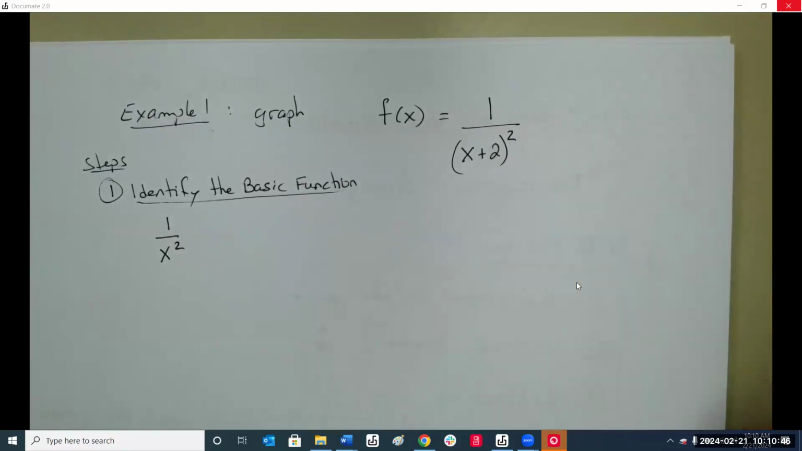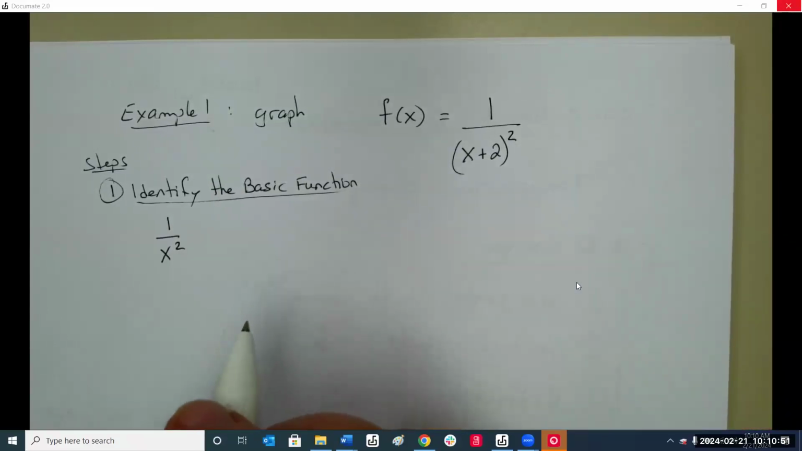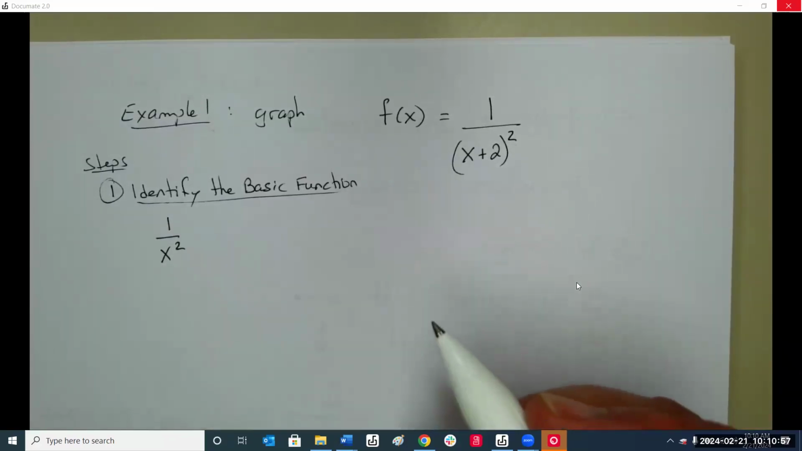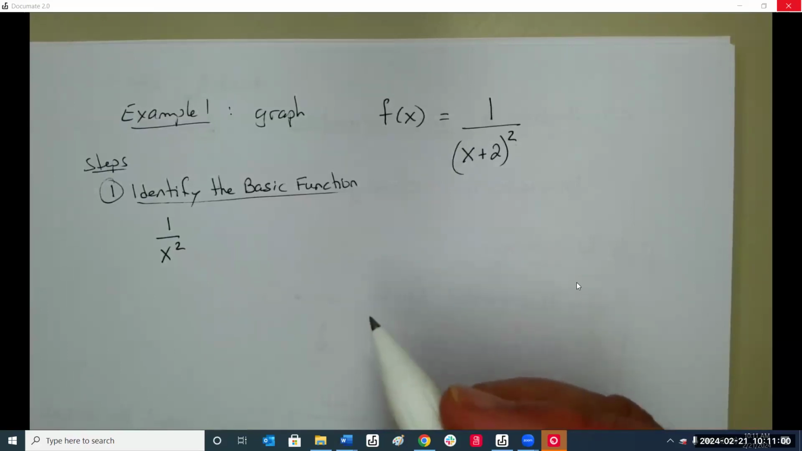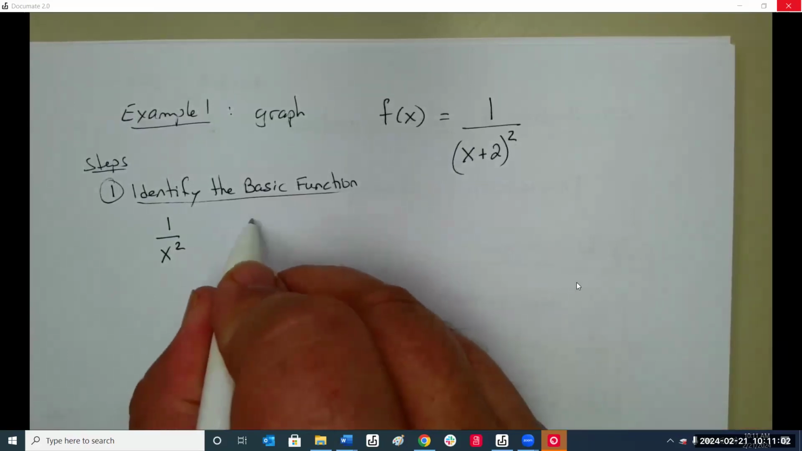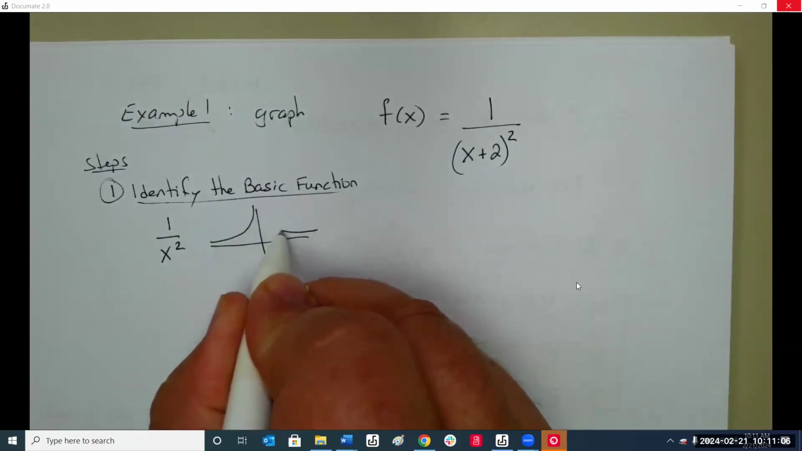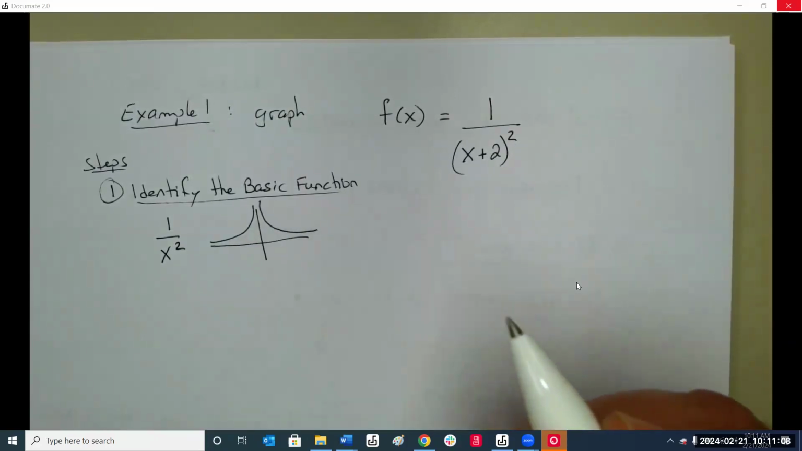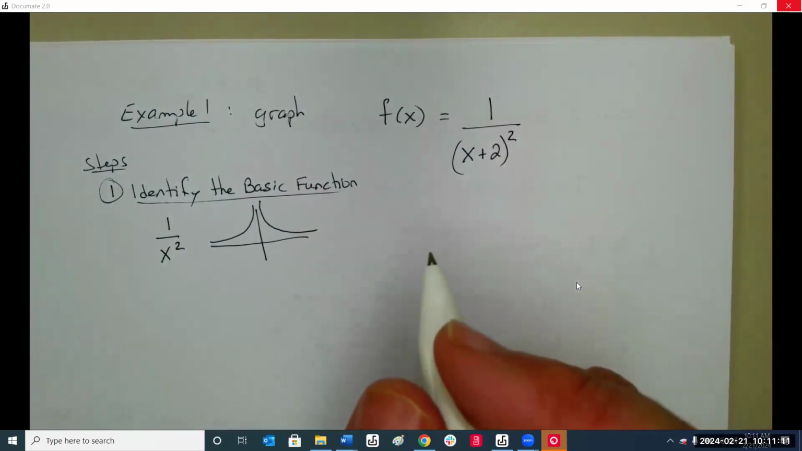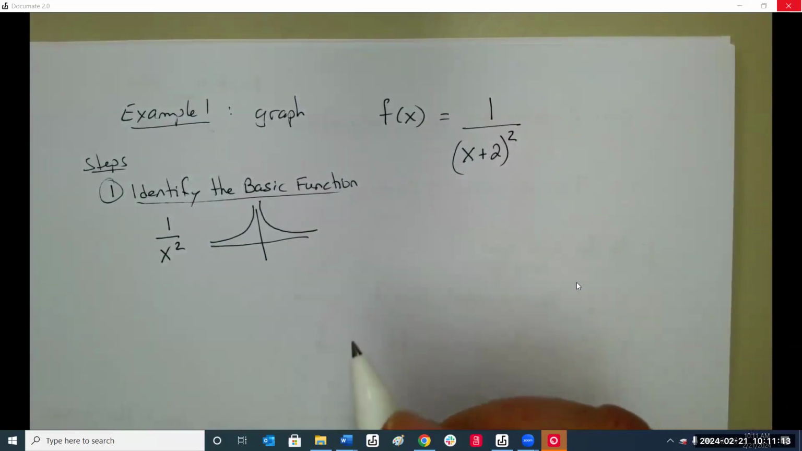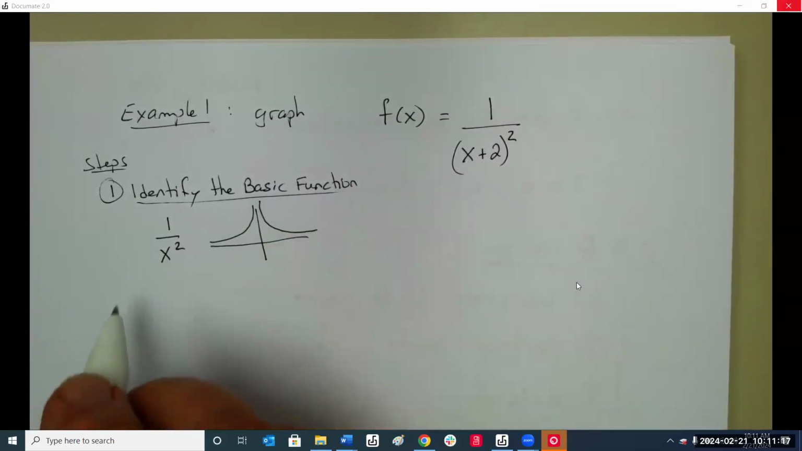Forget about the plus 2 right now. So what does the 1 over x squared look like? What does it look like? I'm glad you all took all that time to memorize it. It's the Atari. Again, memorize these things. So that's the first thing you have to do.